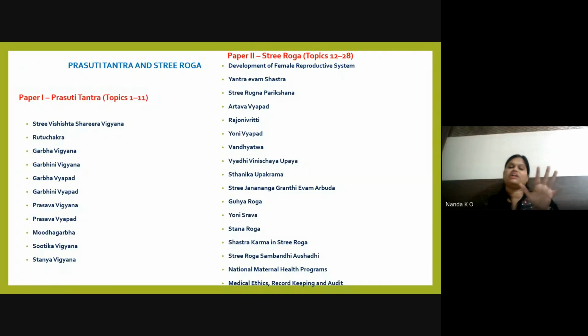And especially the 5 marks question you may expect here is Sadhya Grihita Garbha Lakshanas, which usually goes hand in hand with Garbhini Lakshanas in Ayurvedic parlance, and the same with diagnosis of pregnancy. These are the usually expected questions for 5 marks.